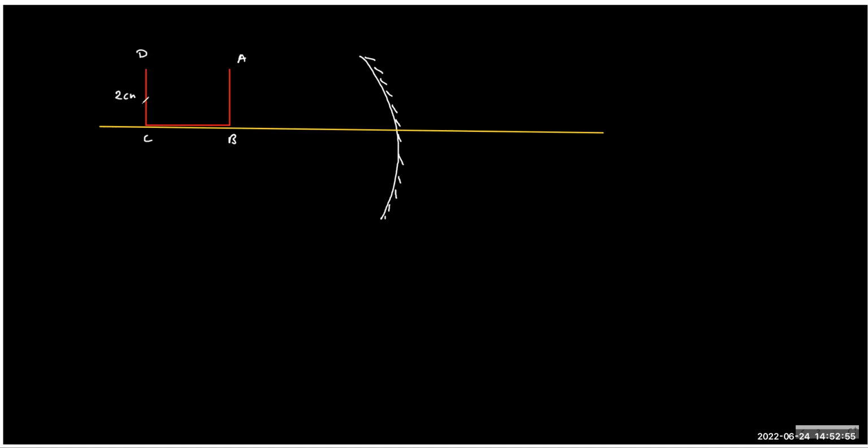This is 2 centimeter, this is 5 centimeter, and this is 15 centimeter. Okay, and the radius of curvature is given as 20 centimeter, which means the focal length is how much, as per paraxial approximation? If you remember, R by 2. So 10 centimeter.